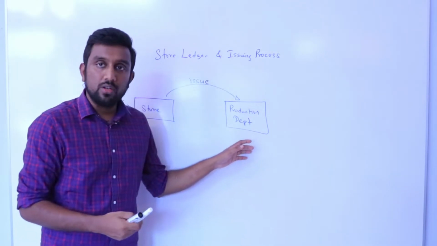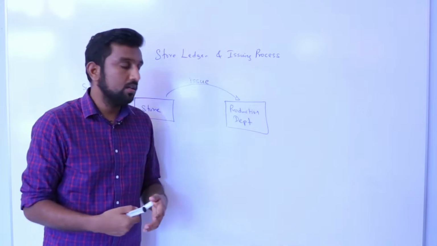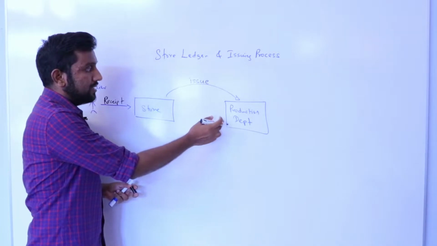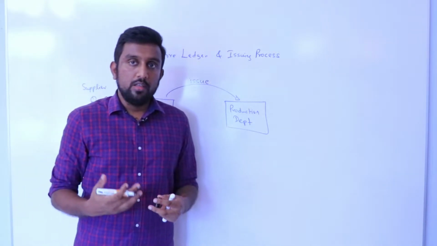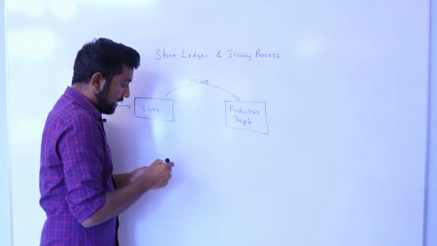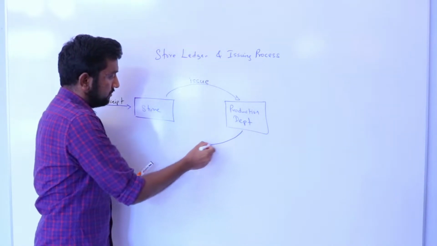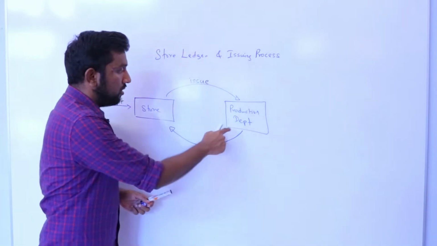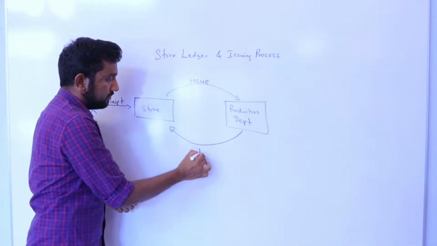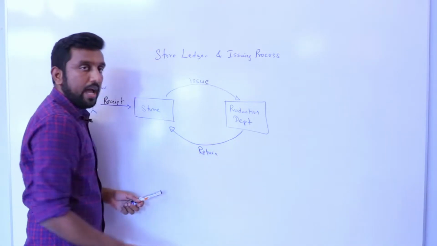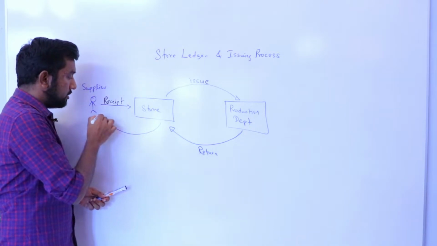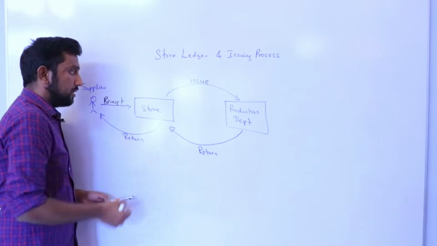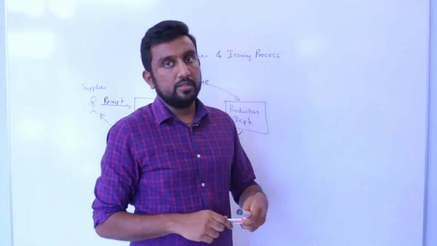Once they receive the raw material, the production department will start the manufacturing. If there is any damage, the production department will send it back to the store. That is what we call the return. And then the store will return those specific stocks to the supplier.